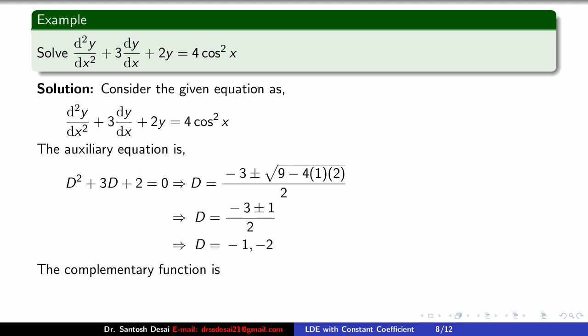So therefore the complementary function is CF equal to C1 e raised to minus x plus C2 e raised to minus 2x. Now we find the particular integral when capital X is equal to 4 cos square x. Now here we note that the given procedure is not applicable for this function, because here the power of cos x is 2, and the method we have seen is applicable for sin ax and cos ax. So therefore we have to convert this cos square x into the form of multiples of sin ax or cos ax.